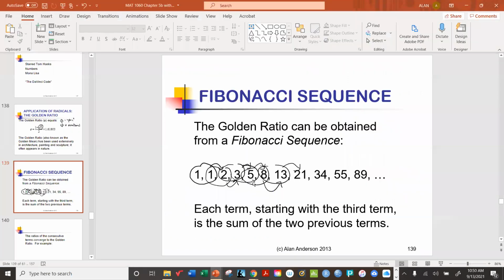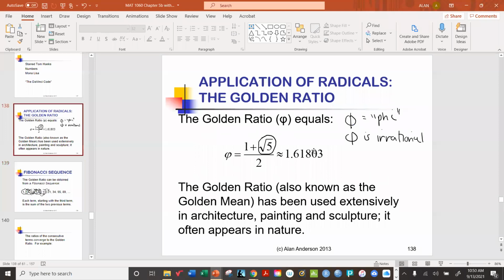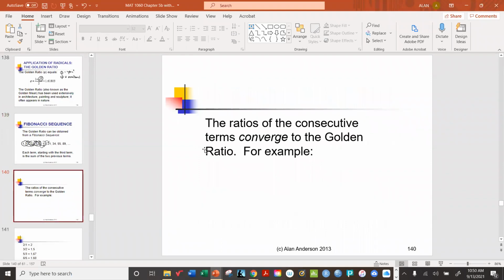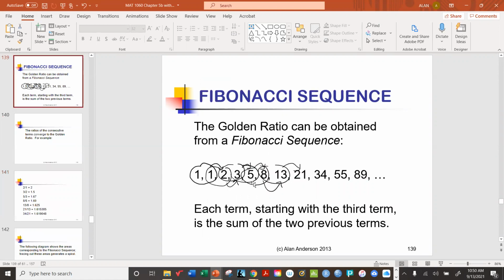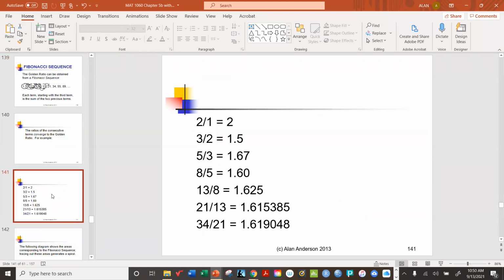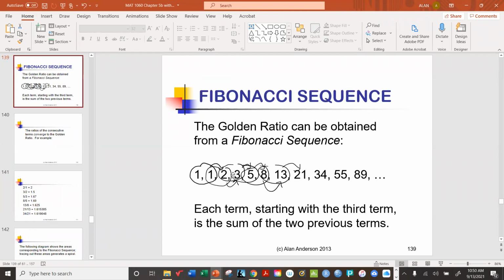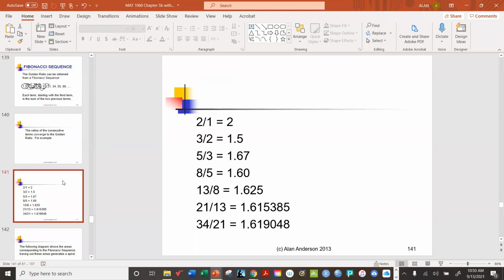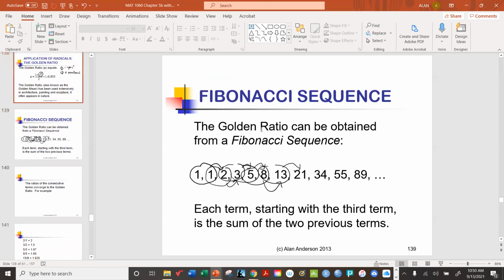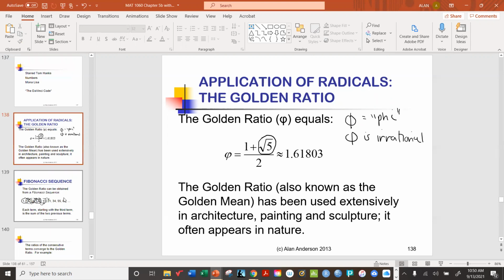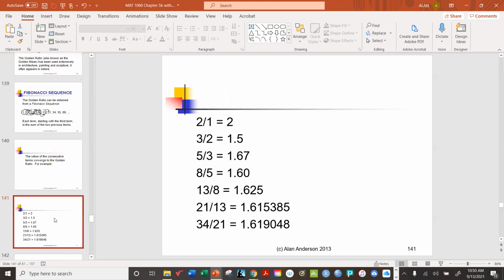Now, what does this have to do with the golden ratio? Well, you might not think there's any connection here, but what happens is that if you take all the terms and calculate the ratios of every two consecutive terms, for example, 2 divided by 1, 3 divided by 2, 5 divided by 3, 8 divided by 5, all the way out. Look what happens to those numbers. They're getting closer and closer to the golden ratio, which, if you recall, is approximately 1.61803. So the golden ratio is actually derived from the Fibonacci sequence.